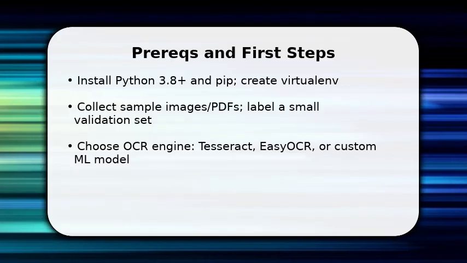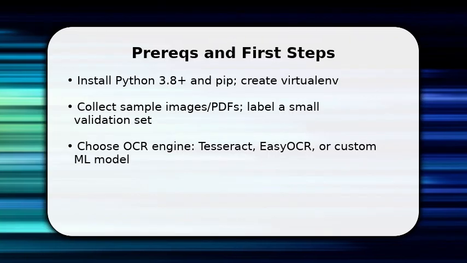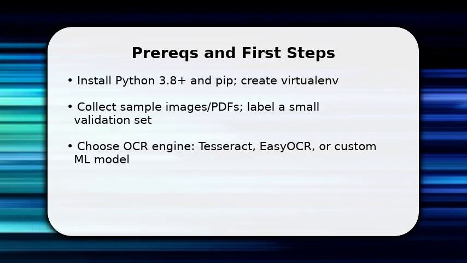You start by preparing tools and data. Install Python 3.8+, pip, and create a virtualenv so dependencies stay isolated. Once done, install an OCR engine like Tesseract or EasyOCR and add OpenCV and Pillow for preprocessing.